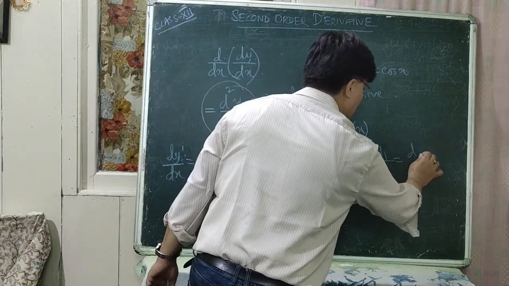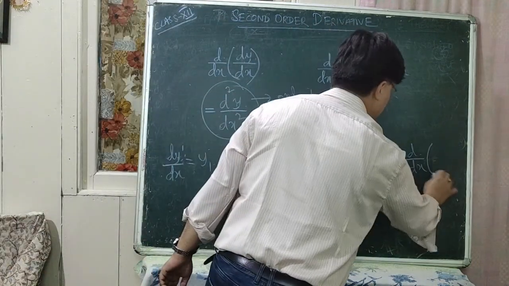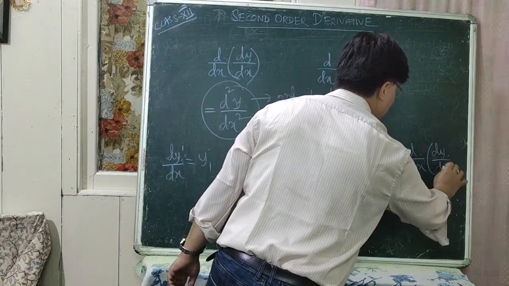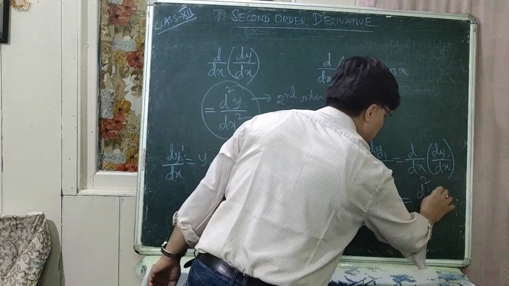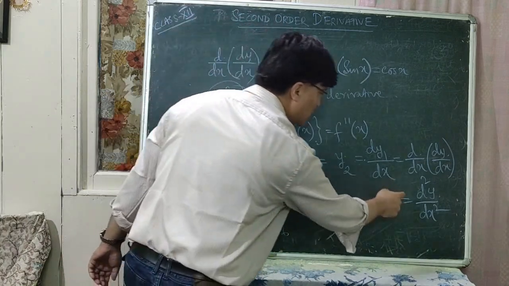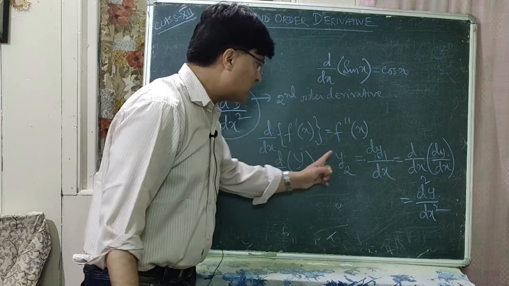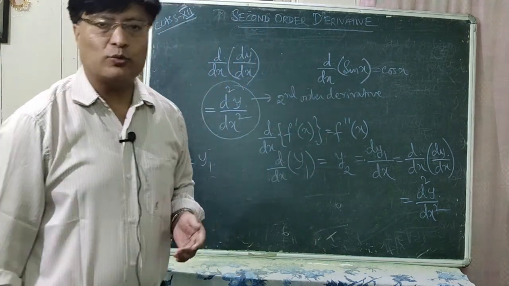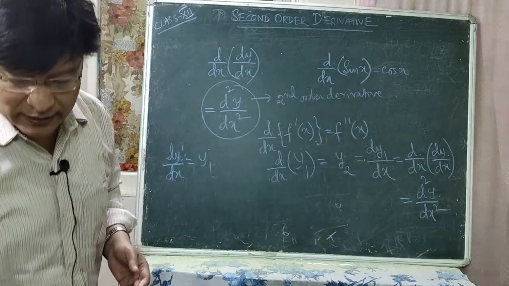Now d by dx of what is y1? It is dy by dx. dy by dx of dy by dx is defined as d2y by dx square. That is y2 is equal to d2y by dx square. So the differentiation of y1 we write as y2. Okay, this is the second order derivative.